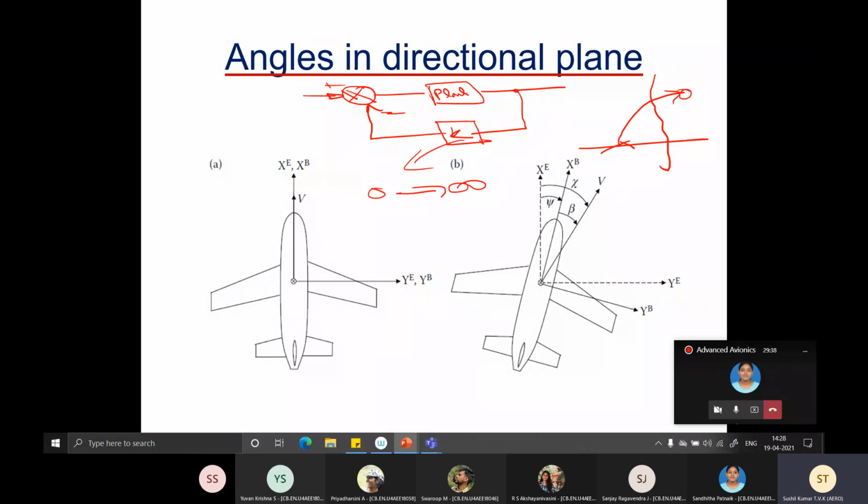Okay, what happens when K reaches a very large value in any control system? If you recollect what you learned in root locus.